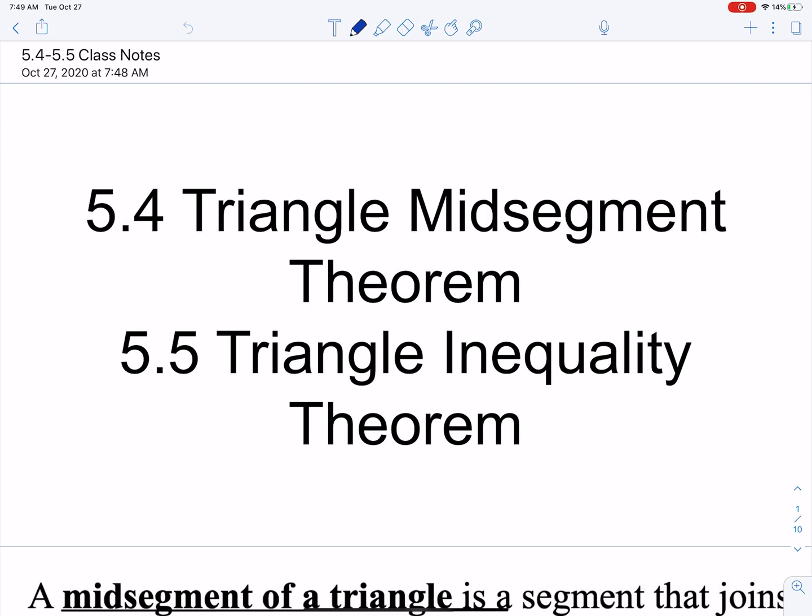Today, from section 5.4, we're covering the triangle midsegment theorem, and from section 5.5, we're covering the triangle inequality theorem.